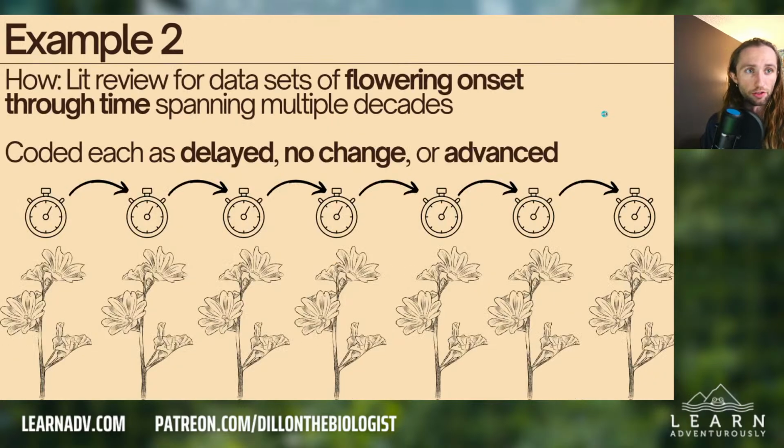So, how do we do this? What they did, what the authors did, is they did a literature review for data sets where it shows flowering onset through time. Some of these data sets spanned multiple decades.